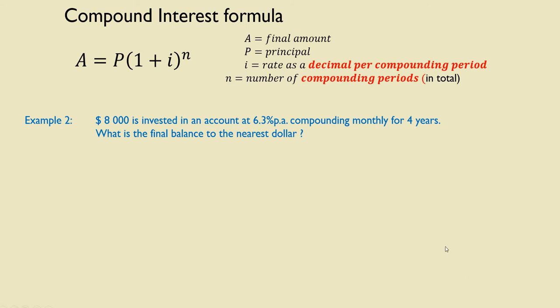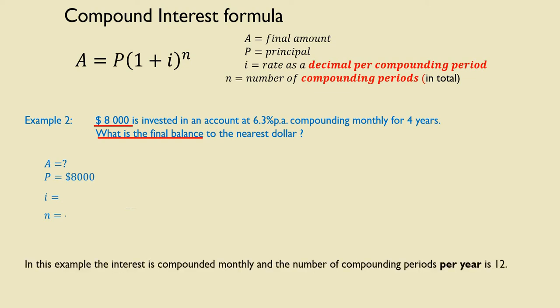Here we've got $8,000 invested in an account at 6.3% per annum, and it's compounding monthly. This is a significant difference. For 4 years. What is the final balance? So step 1 is the same again, organise our information. Our final balance is what we're asked to find. The principal is $8,000.